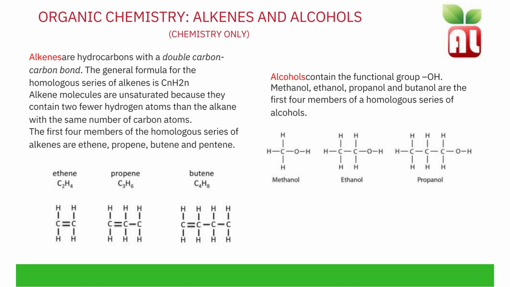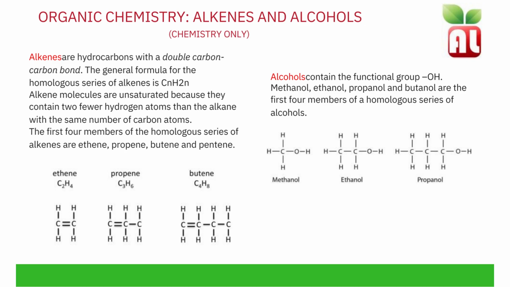CnH2n. Alkene molecules are unsaturated because they contain two fewer hydrogen atoms than the alkane with the same number of carbon atoms. An example being ethene, eth meaning two carbons. It therefore has 4 hydrogens, as it has double the number of hydrogens as carbon atoms. In the displayed formula of alkenes, we see that the alkene has 1 carbon-carbon double bond, with the other carbons being joined by single bonds.